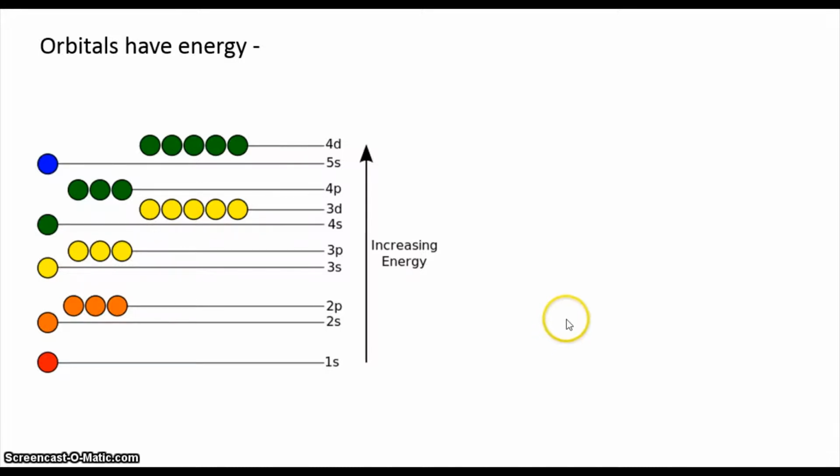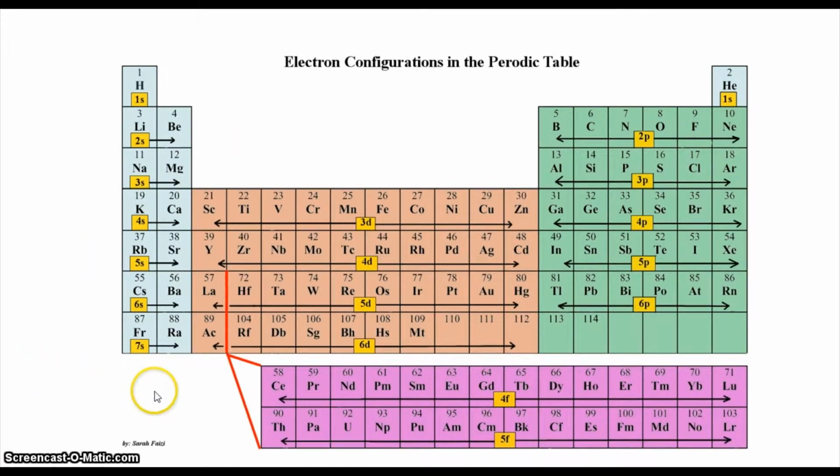We also need to know that orbitals have energy, and the 1s is lower than the 2s, which is lower than the 2p, and so on. And you may remember that where the orbitals are is attached to the periodic table. This is the s block, this is the p block, this is the d block, and this is the f block. So I can see that hydrogen has 1 electron, it would be 1s1.